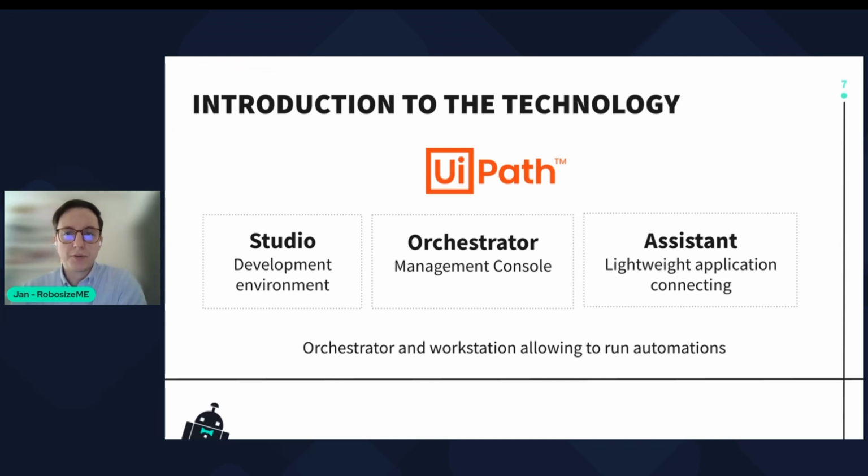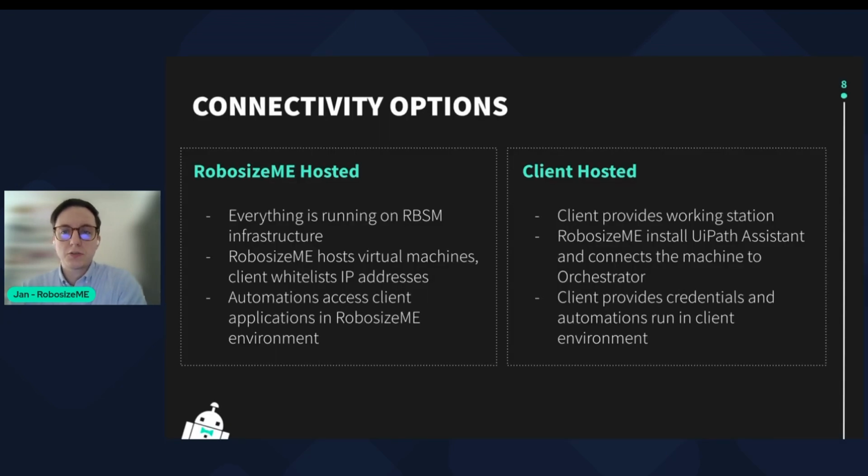And the UiPath Assistant is a middleman, a lightweight desktop application that allows users to interact with automation workflows and execute tasks. It also provides connectivity between the Orchestrator and the working station where the deployed automations run, which leads us to connectivity options. There are several possible setups, but let's explain the two most common that we use.